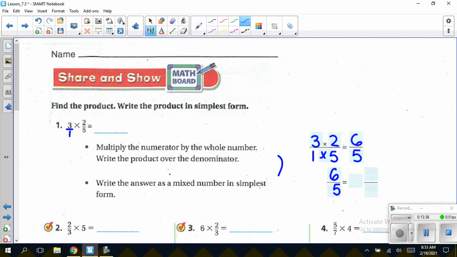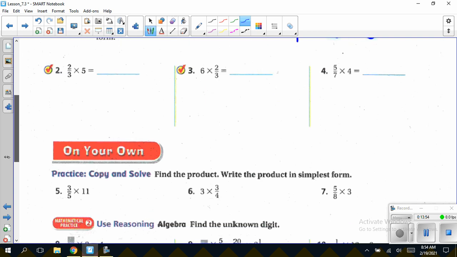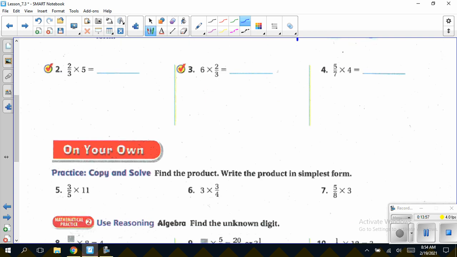So my improper fraction is 6/5. If I show the T-bow, 6 divided by 5. 5 goes into 6 one time. 6 minus 5 is 1. So I have 1 and 1/5 for my final answer. Moving on to question number 2. Put the denominator of 1 from under the 5. So top times top, I have 2 times 5 is 10. Bottom times bottom, 3 times 1 is 3.